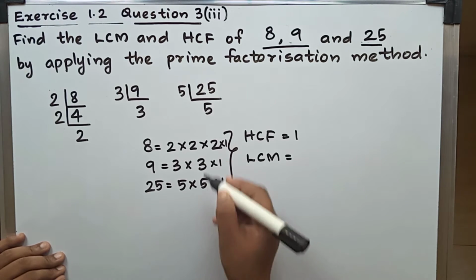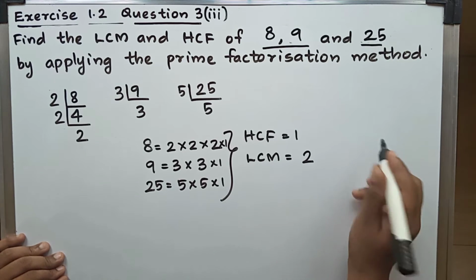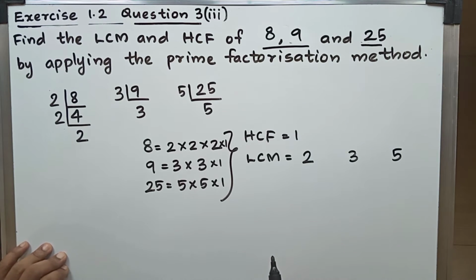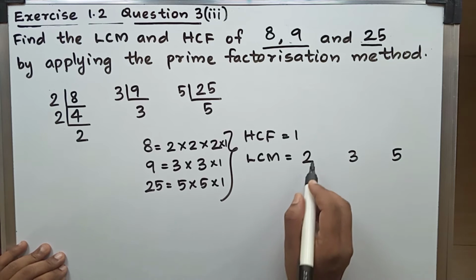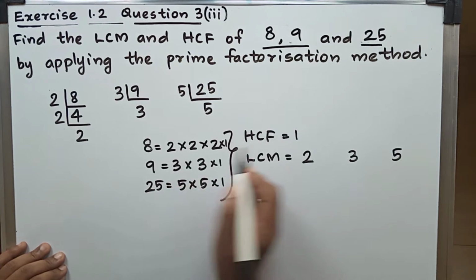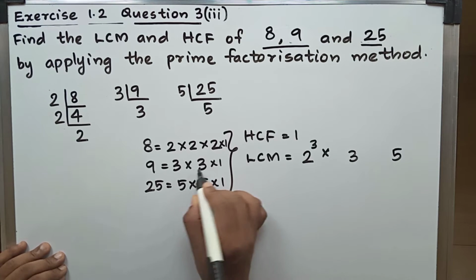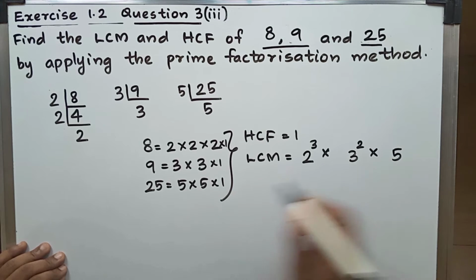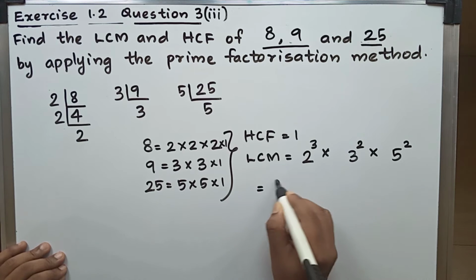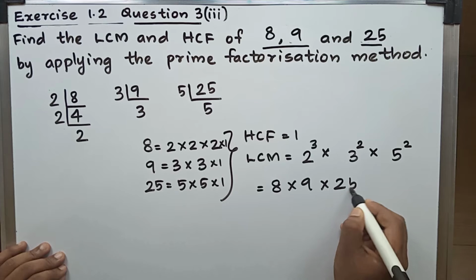For LCM, we have to consider all the factors. See, 2 is a factor and 3 is a factor and 5 also comes as a factor, and we have to consider the maximum power of these factors. See, here 2 comes 3 times, so 2 cube. Next 3 comes here 2 times, so 3 square. 5 also comes 2 times. So this is actually 8 into 9 into 25.